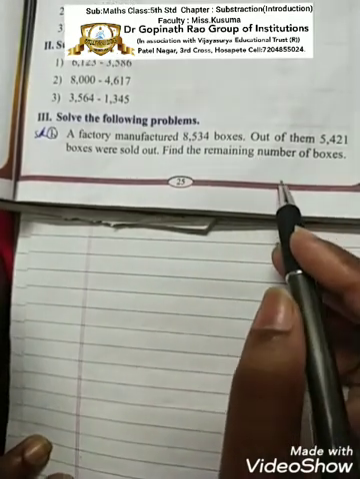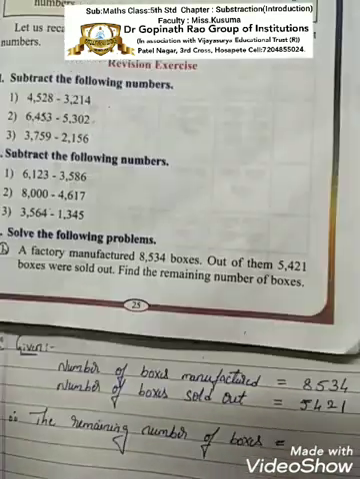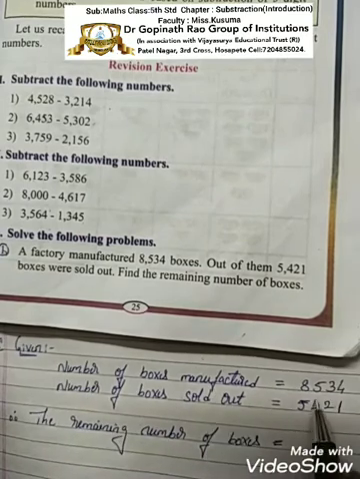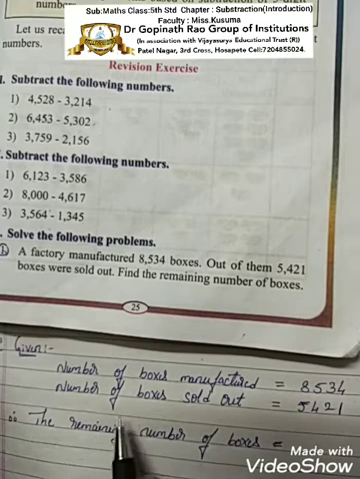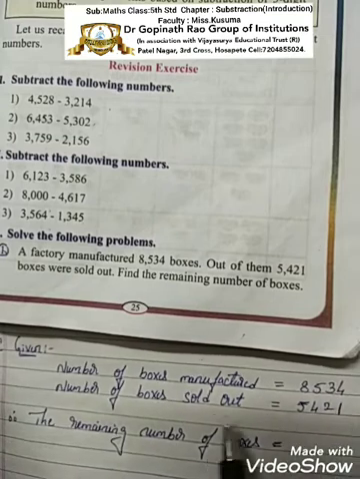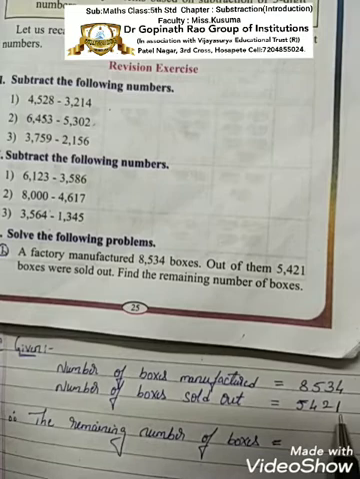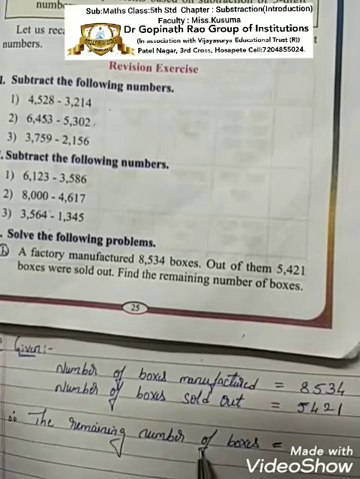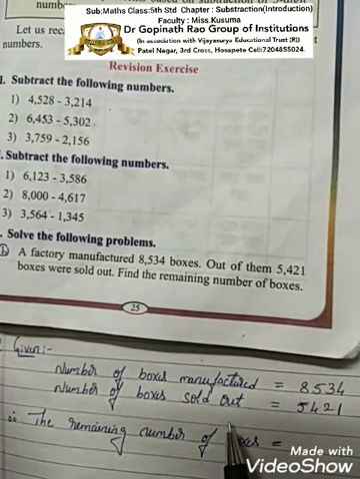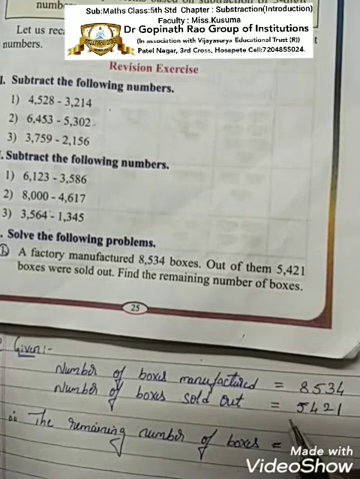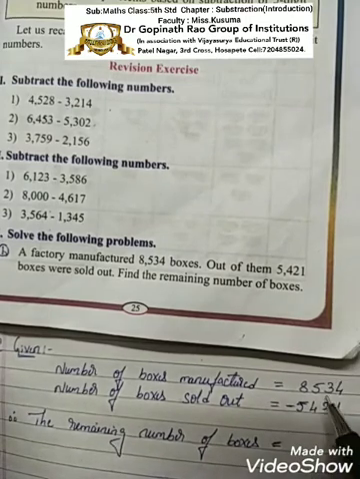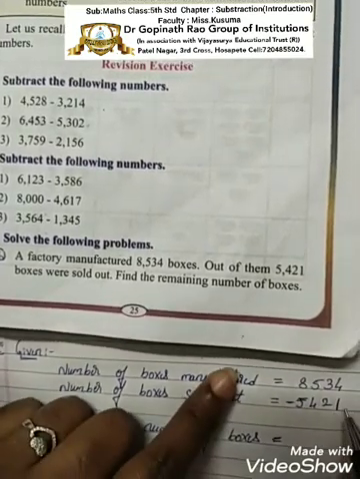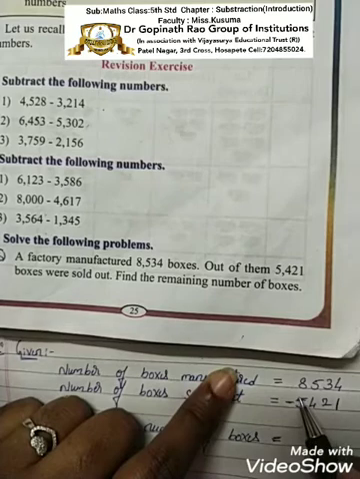Okay, first write down what they have given. See, I have written here what they have given. Given number of boxes, manufactured boxes are 8,534, and the number of boxes sold out in these boxes are 5,421. What they have asked us to find out? Find the remaining boxes. The remaining boxes means we have to subtract, isn't it? So let us subtract 5,421 from 8,534. Okay, always we have to subtract the given numbers from the units place only, isn't it?